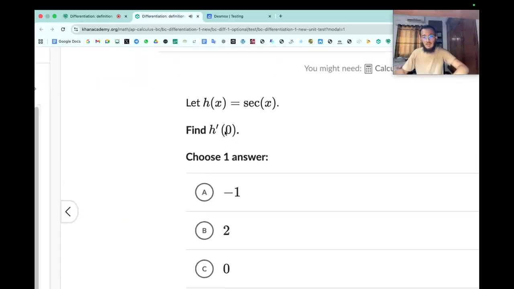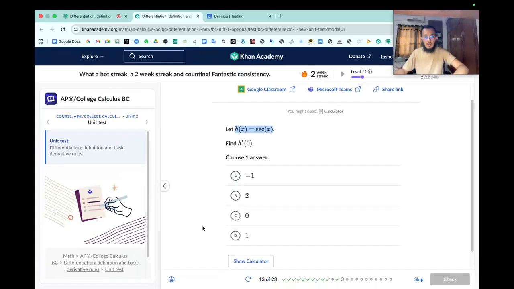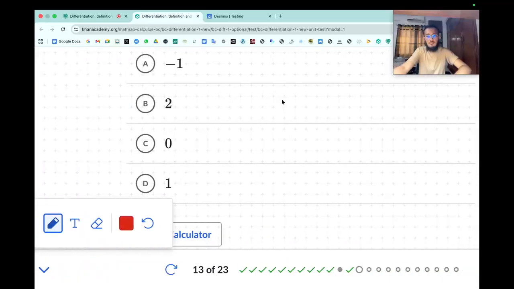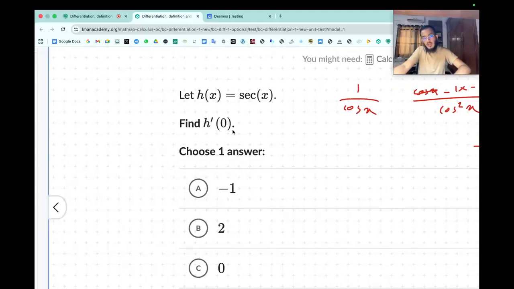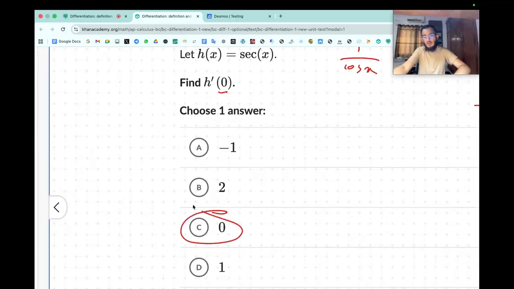So the differentiation of h at 0. Sec is 1 upon cos. And how do we differentiate this? Well, quotient rule. Cos squared x. Cos x times the differentiation of 1 is 0, so 0 minus 1 into the differentiation of cos has a negative sign. So we're left with positive sine x upon cos squared x. And if you plug in 0 here, sine 0 is just 0, so 0 divided by anything is also 0. So this is our answer.